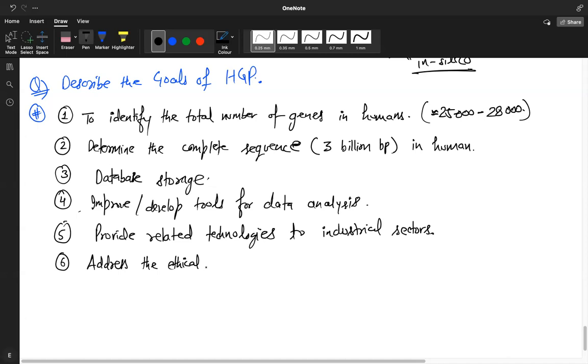So address the ethical, legal, and social issues that may arise from the project.